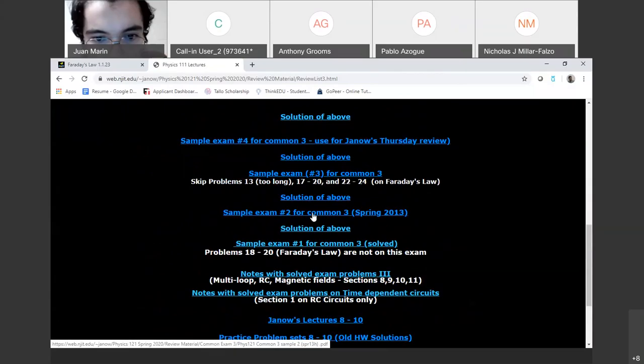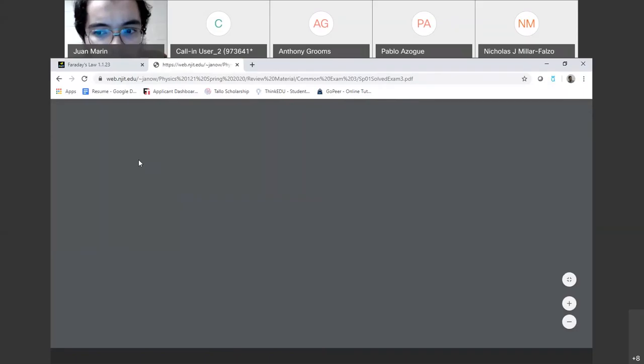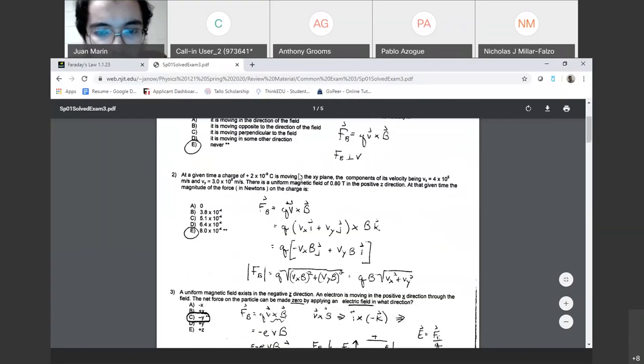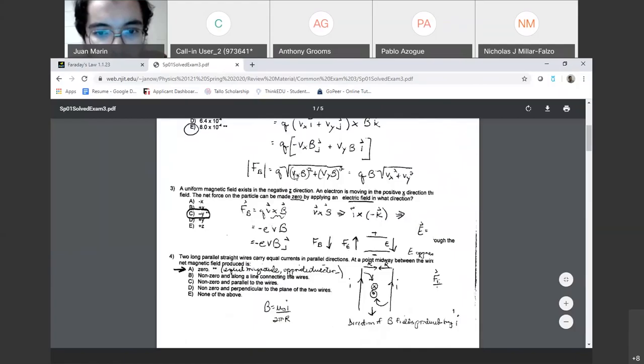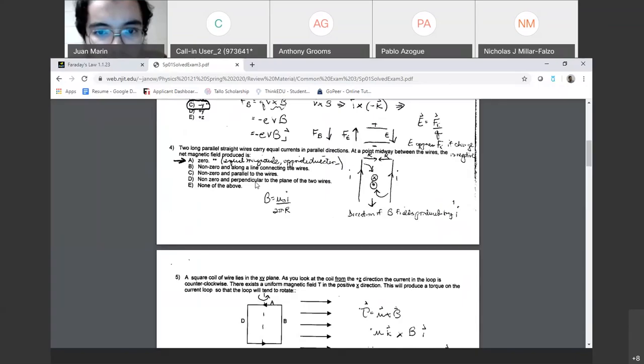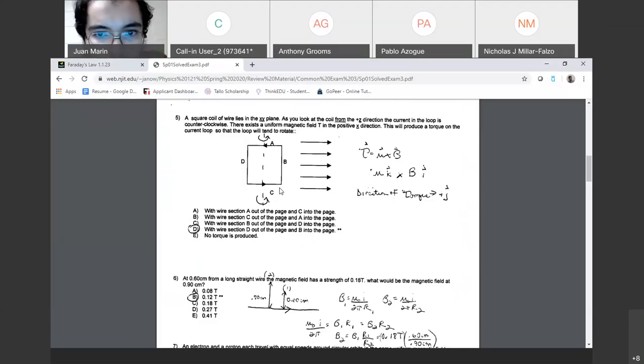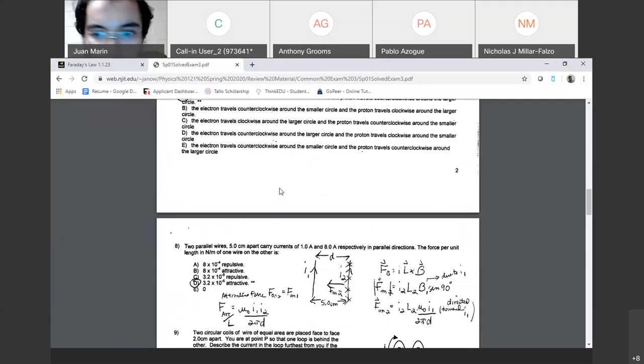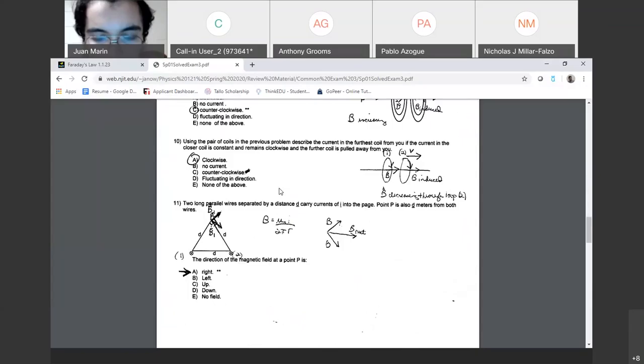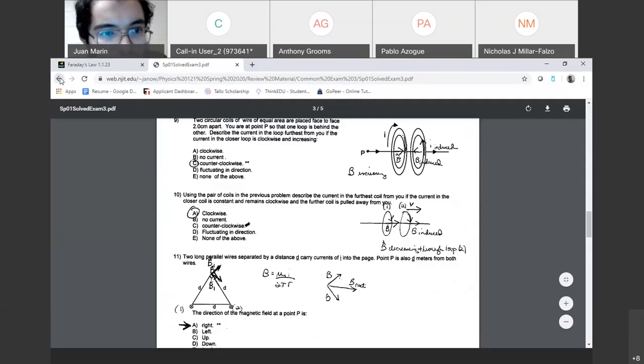If you have any questions about how it's done, we can go to example materials. And let's say we want to look at spring 2013, example 2 or 1. Let's look at 1. Oh yeah, this is very good. This has F equals Q V cross B. So you have to do that. Yeah, you have to practice F equals Q V cross B. This is Biot-Savart law. Okay, try some of these problems.